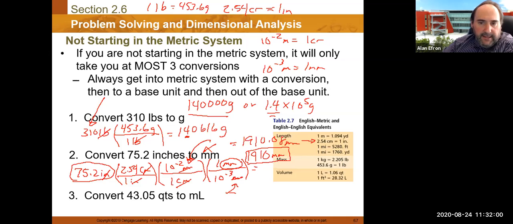Other questions on that? All right, and lastly here, we're going from quarts to milliliters, and on yours there, you have quarts to liters. There is actually a direct conversion.